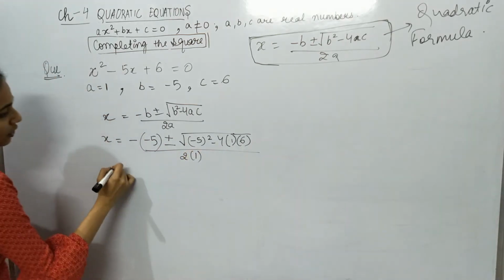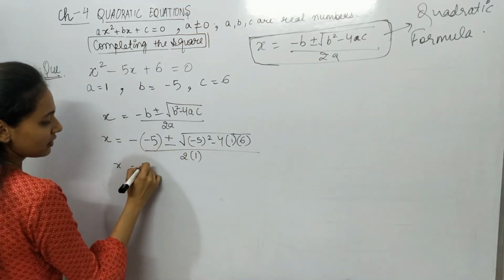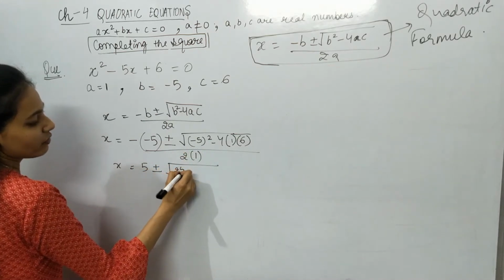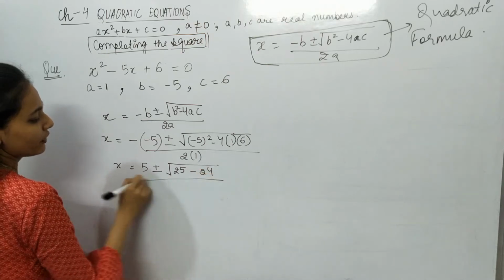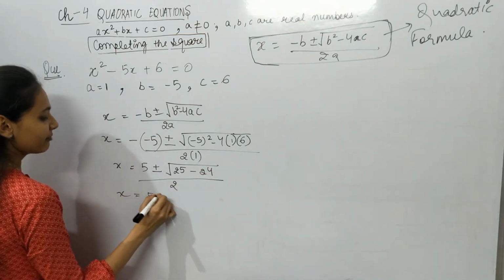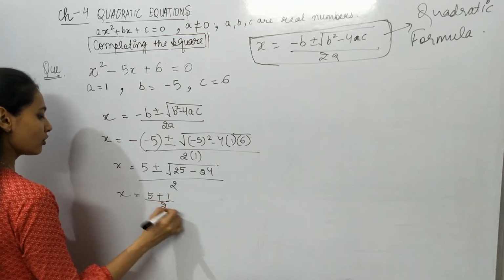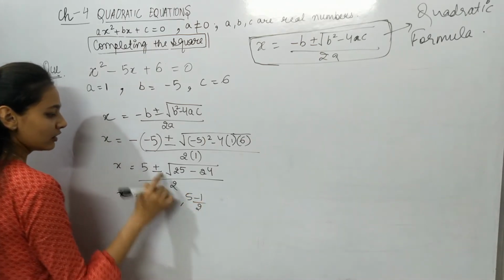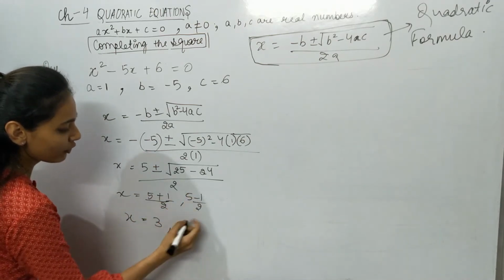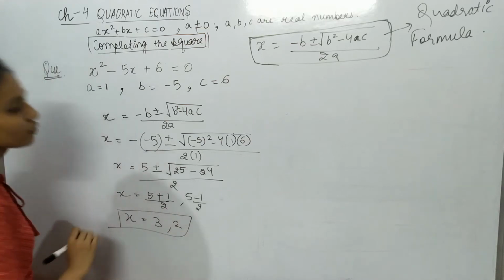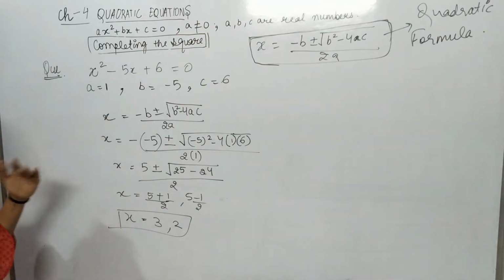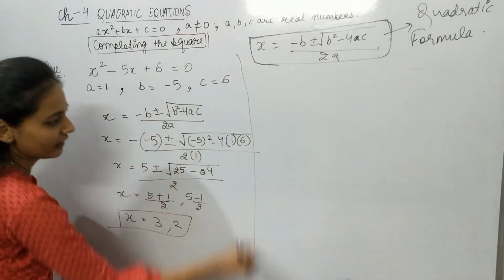1. So x equal to minus minus 5, that is plus 5, plus minus under root minus 5 square, 25 minus 24, upon 2. What you get here is x is 5 plus 1 by 2, comma, 5 minus 1 by 2, plus and negative, and x equal to 6 by 2, that is 3, 4 by 2, that is 2. So these are the roots of this quadratic equation. In this way you can use simply the quadratic formula to find the roots of the quadratic equation.